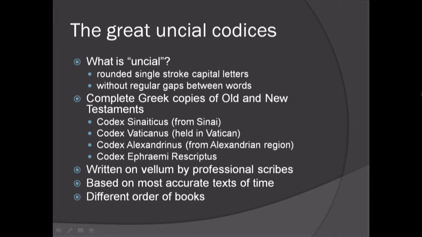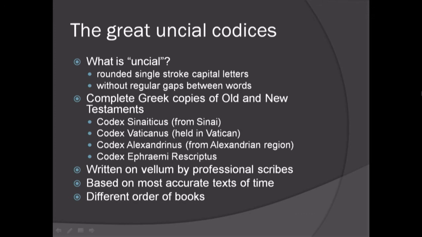They are written on vellum, which is high quality, by professional scribes. And they are based on the most accurate texts of their time. They have different orders of books. So the canon wasn't established when these were written. So they were collections, but they're not necessarily the formal collections.